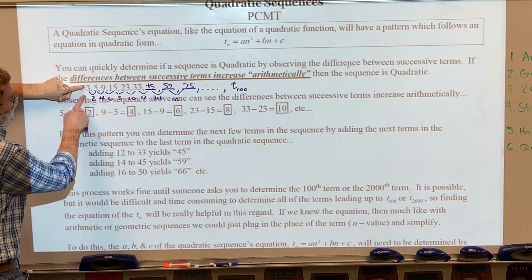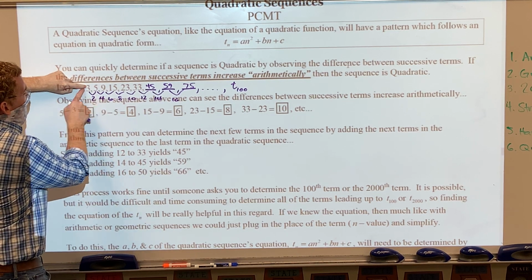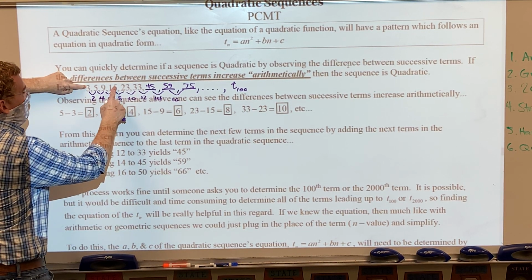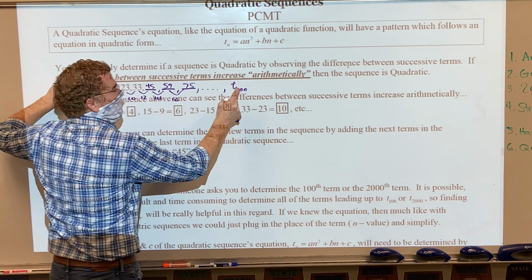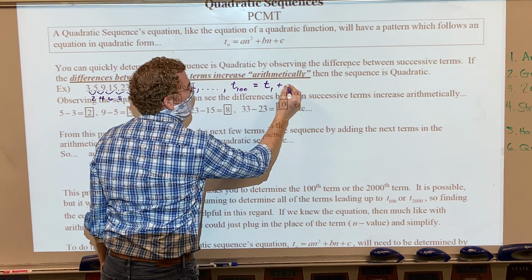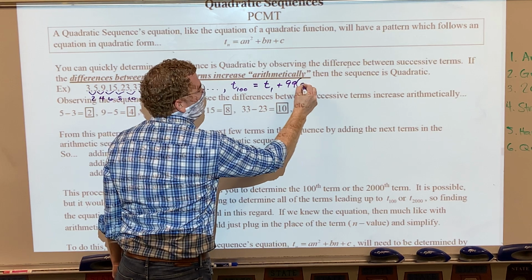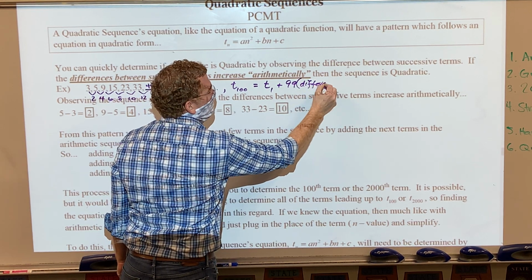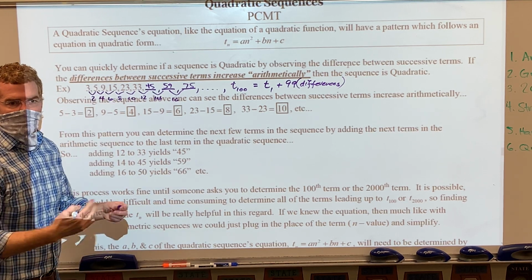Because think about it, I'm adding 2 to get to 5, and then I'm adding 2 and 4 to get to 9, and then I'm adding 2, 4, 6 to get to 15, and then 2, 4, 6, 8 to get to 23. So if I want to get to the 100th term, couldn't I take the first term and add 99 of those differences? Are you with me?